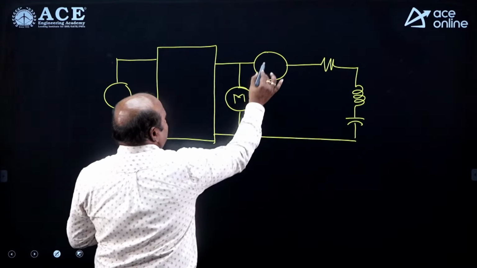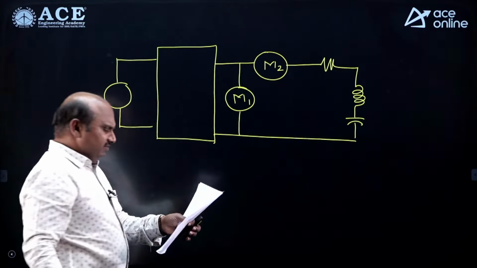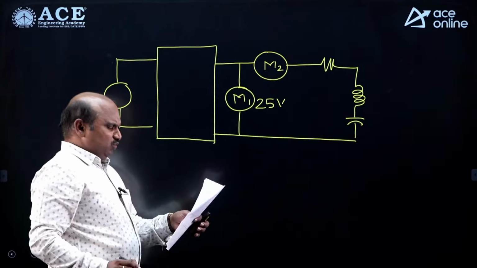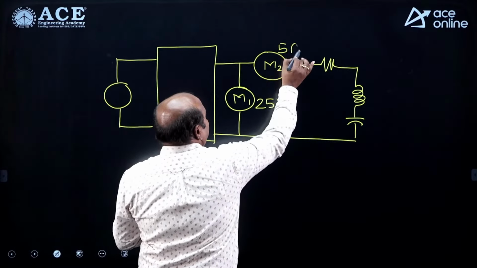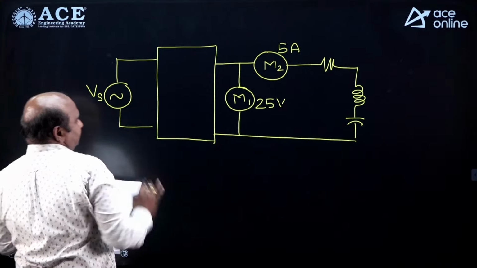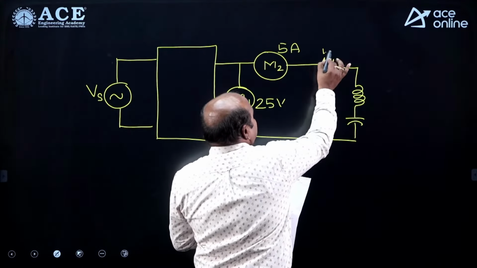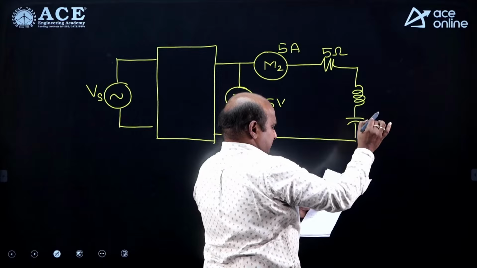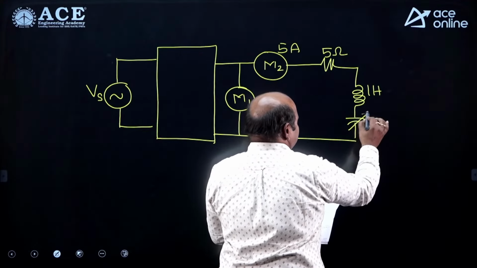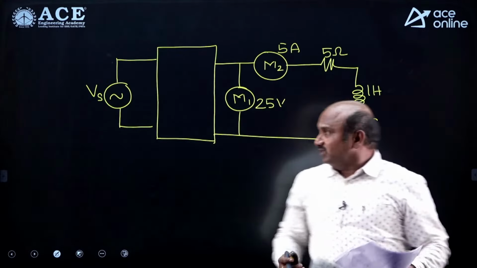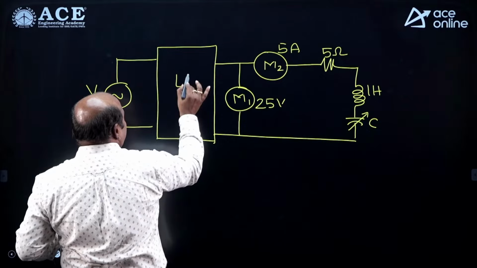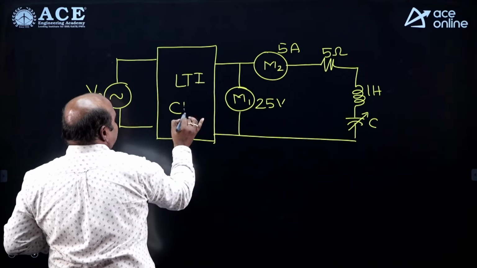This is M1 and this is M2, both are ideal meters here, and this is the reading as given: 25 volts, and this one is 5 amperes, and the applied voltage is Vs. This is 5 ohms given, and this is 1 Henry given, and this is the capacitor given. Guys, according to the question, it is given as an LTI circuit, linear time invariant circuit.